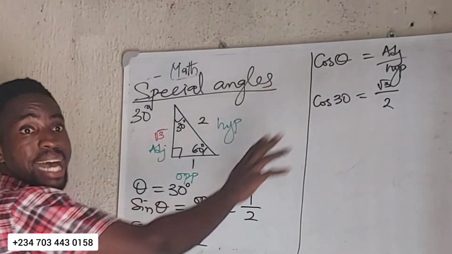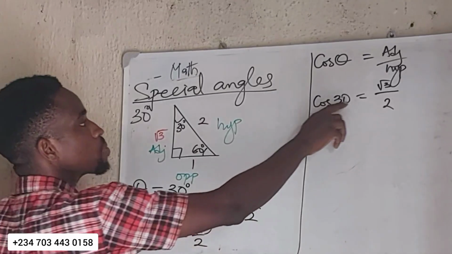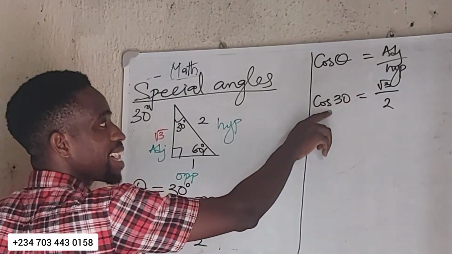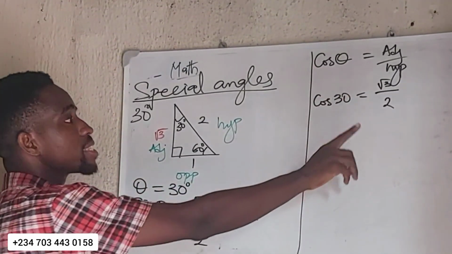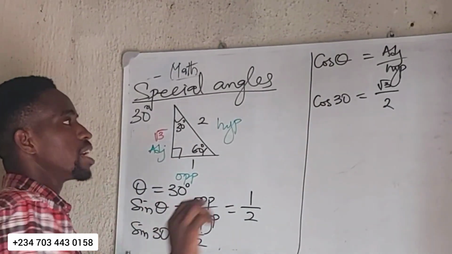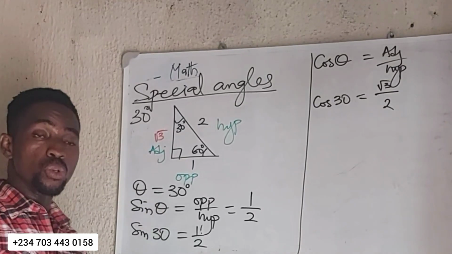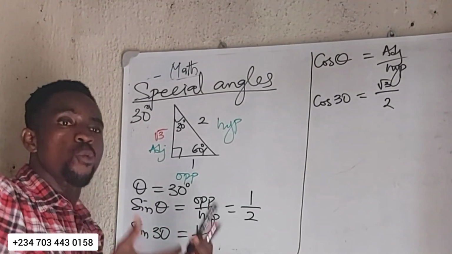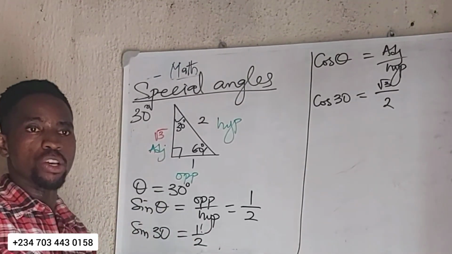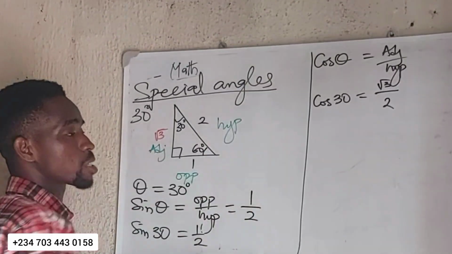So these angles are measured in degrees. Cos 30 is root 3 over 2, which is the same thing as 0.8660. That's what your calculator will give you. So these values you are getting are the values you use in your exams when you don't have calculators around, or when you don't want to make use of calculators. These angles are special angles.